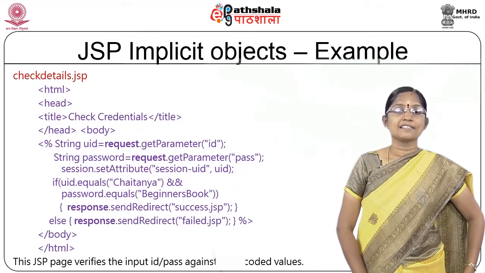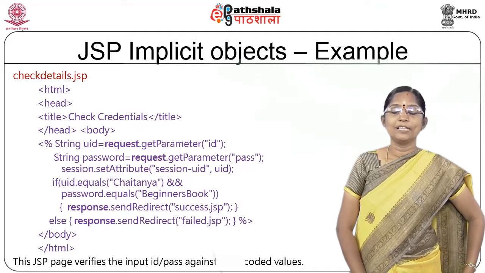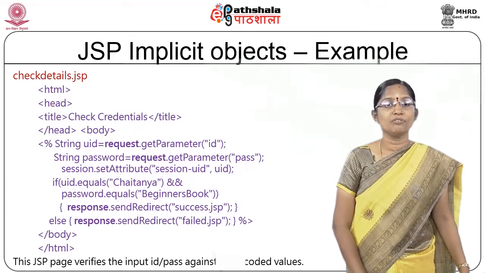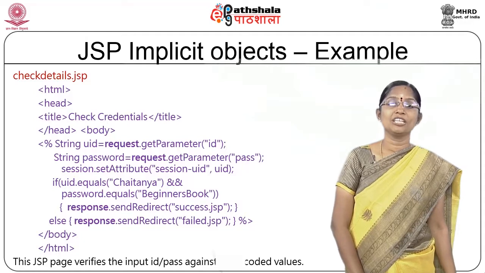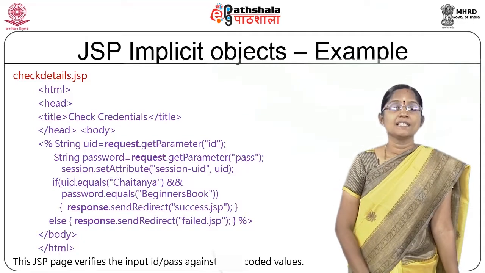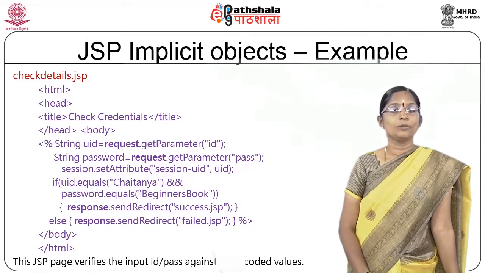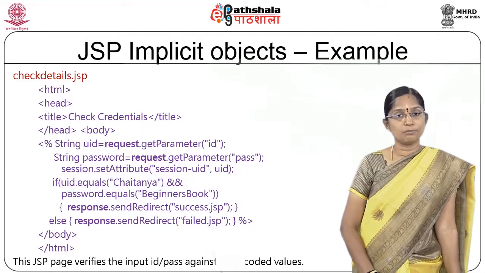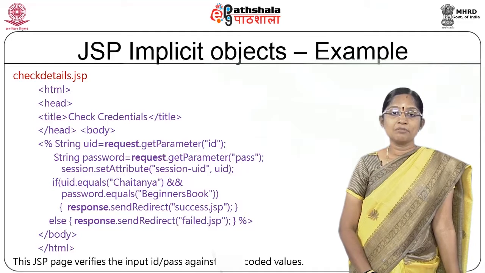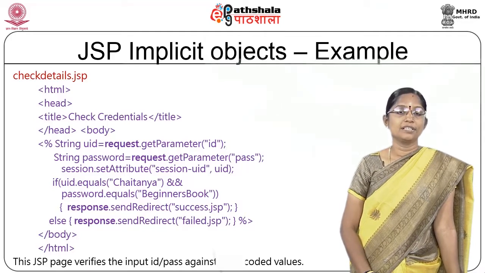In the checkdetails page, String UID is equal to request.getParameter of id, which receives the ID which has been given in the HTML page. Similarly, String password is equal to request.getParameter of pass. You can see that the request implicit object has been used here. So, the password which has been given by the user in the HTML page has been parsed here.